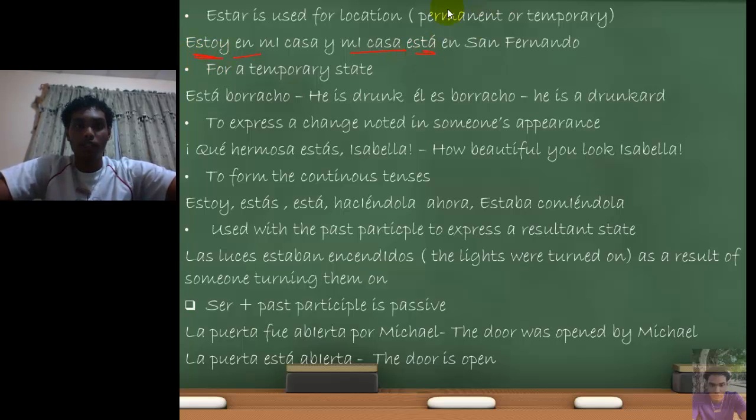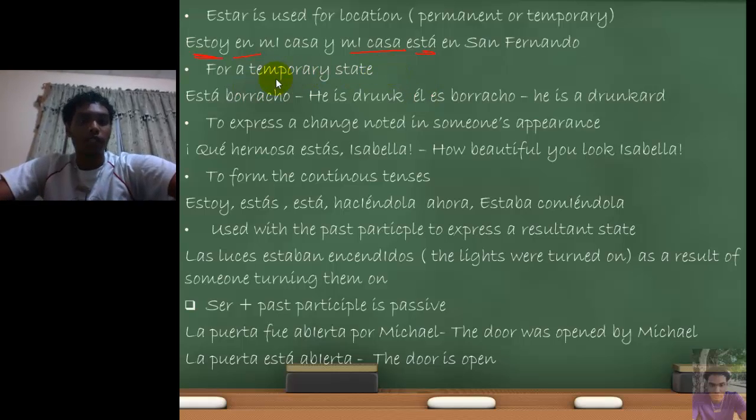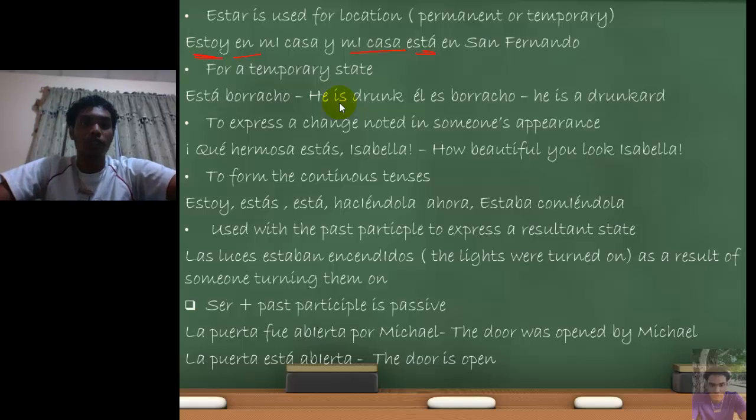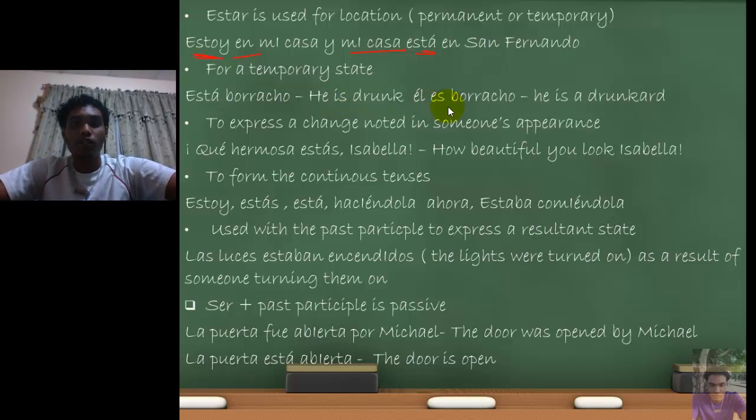Right? So it doesn't matter once it's for location, permanent or temporary, unless it's talking about an event, as we previously saw, point 7. Right? When you're talking about when an event will occur, you use ser. Right? For temporary state, an easy way to remember this is if you want to say está borracho, he is drunk. That is, he's drunk at the moment. That's a state. But if he's drunk today, tomorrow, and probably every day for the week, you can clearly say that él es borracho. He's a drunk person, right?